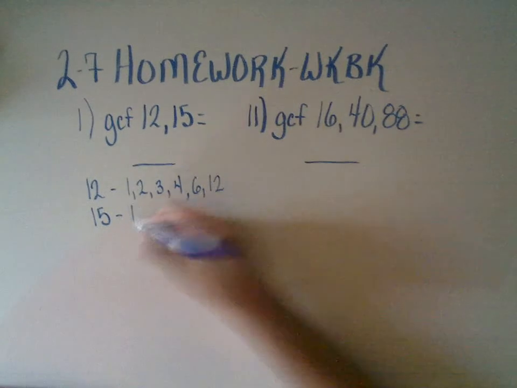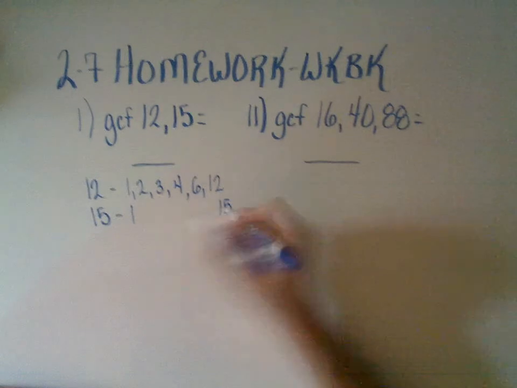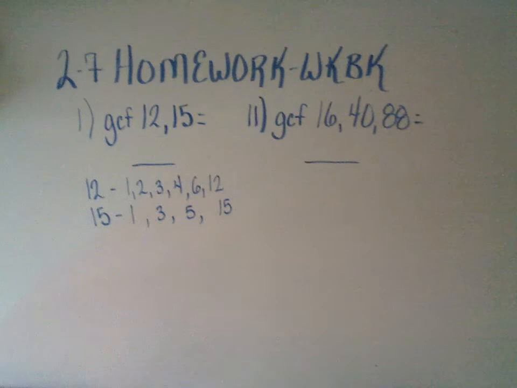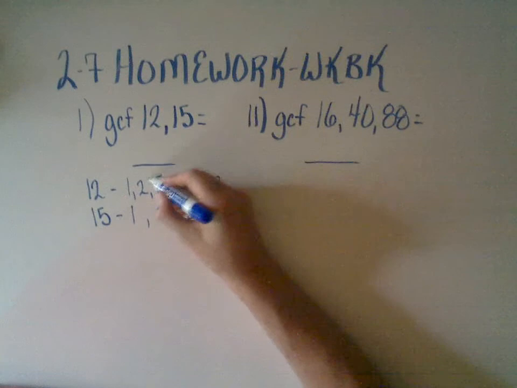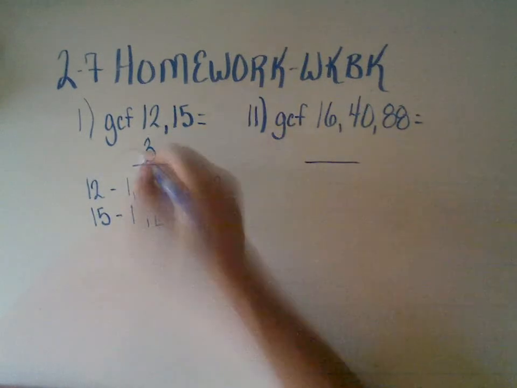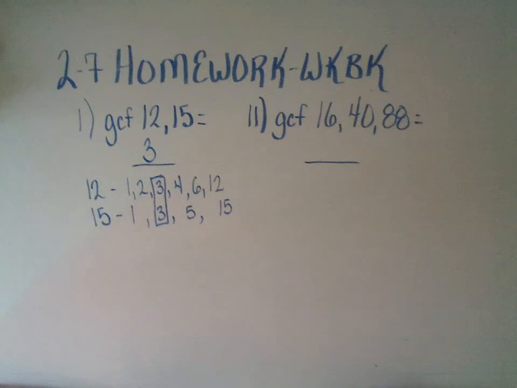With 15, you would have 1 and 15, because 1 times 15 is 15, and 3 and 5, because 3 times 5 is 15. And you're simply looking for the largest number that's on both lists, hence the G part, the greatest part, and the biggest number that's on both lists is a 3. So the greatest common factor of 12 and 15 is 3.